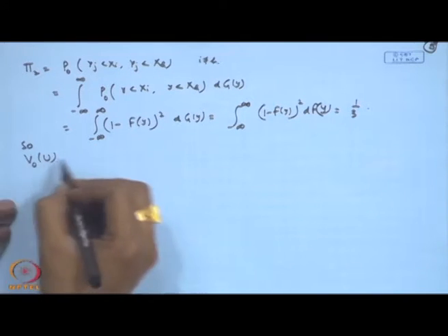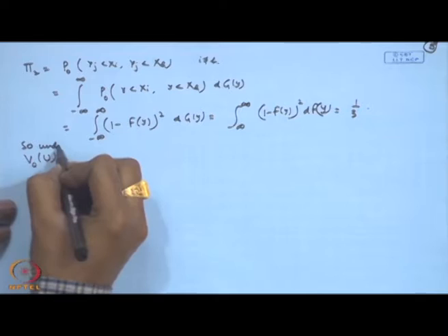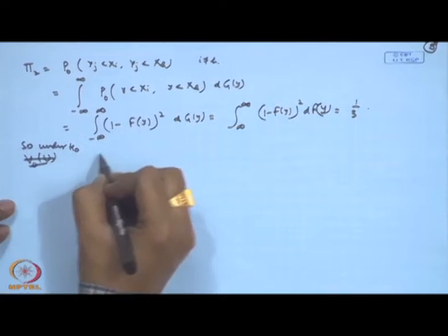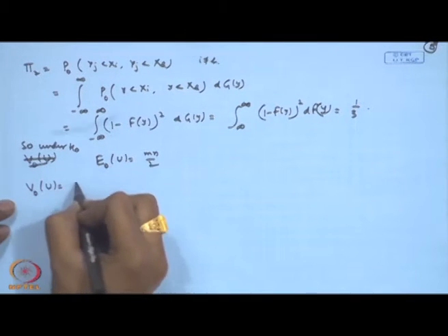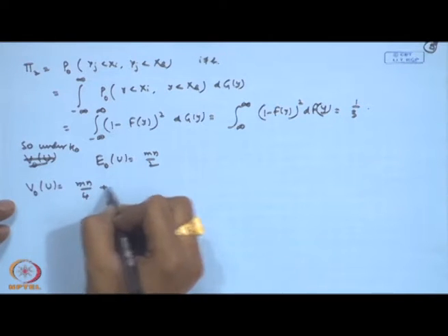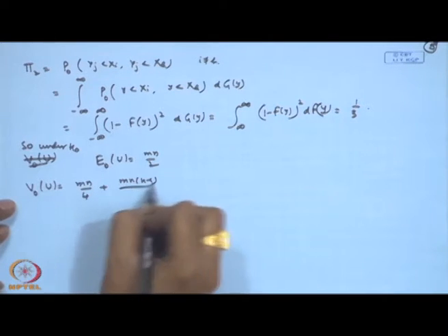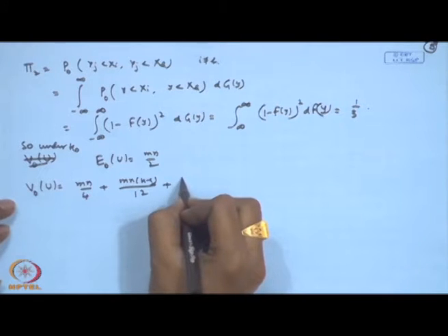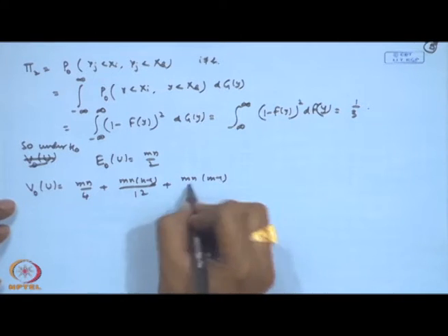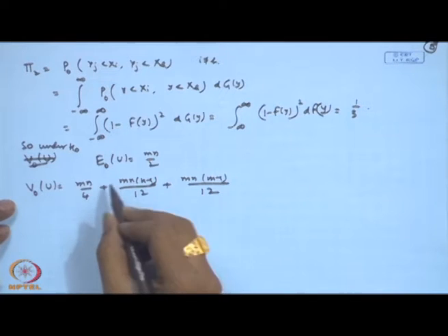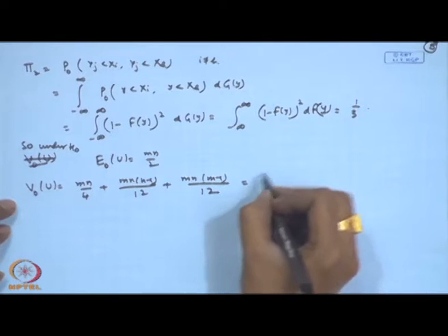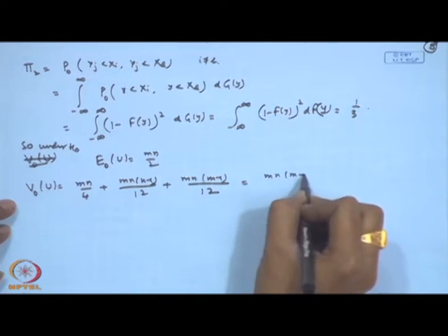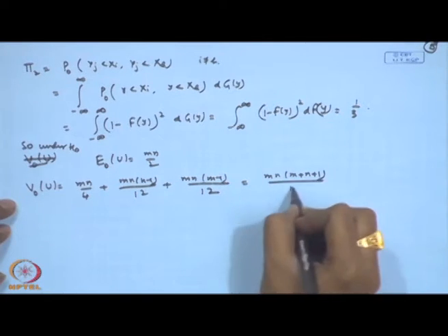So, under H naught, expectation of U is equal to mn by 2, variance of U is equal to mn by 4 plus mn into (n minus 1) by 12 plus mn into (m minus 1) by 12. This can be simplified. This actually becomes equal to mn into (m plus n plus 1) by 12.